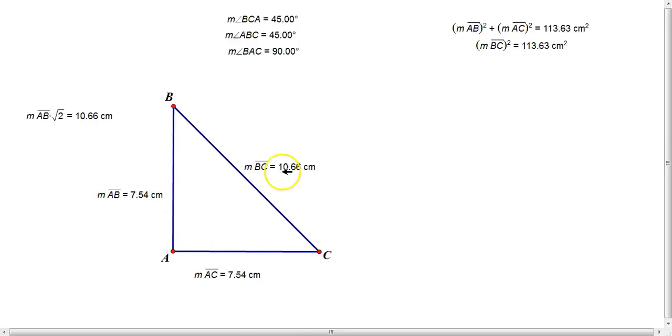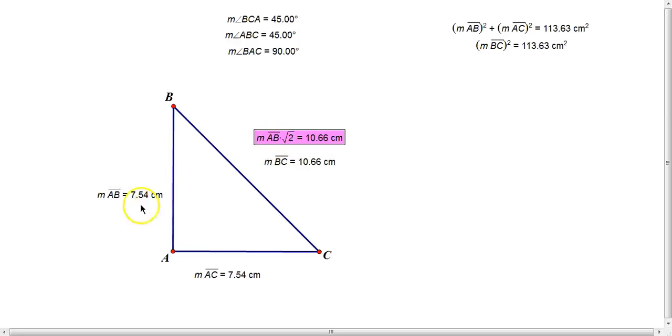The relationship we need to focus on here is the fact that this length right here, the hypotenuse of the 45, 45, 90 triangle, is always equivalent to the side length of one of the legs, which one, it doesn't matter because they're the same, times the square root of 2. So this is the relationship we want to focus on in a 45, 45, 90 triangle. In this case I picked AB, but I could have easily picked AC because it's exactly the same. So I took AB, I multiplied it by the square root of 2, and you'll notice the value I get is exactly the same as the measurement of BC.